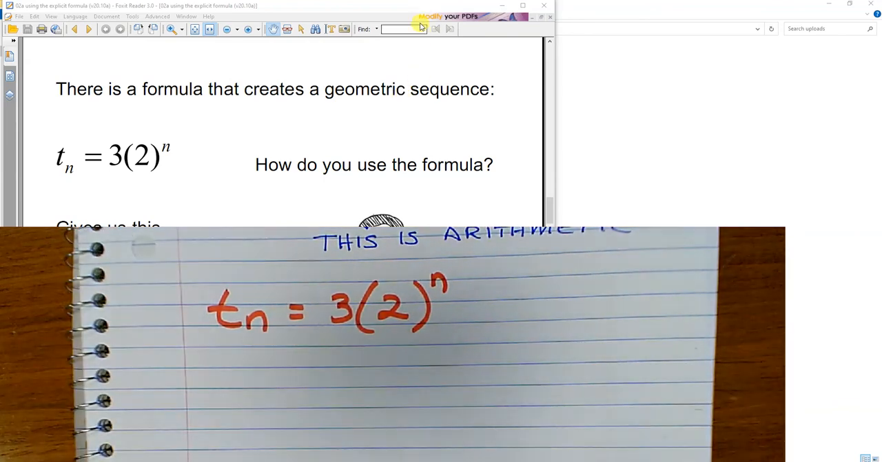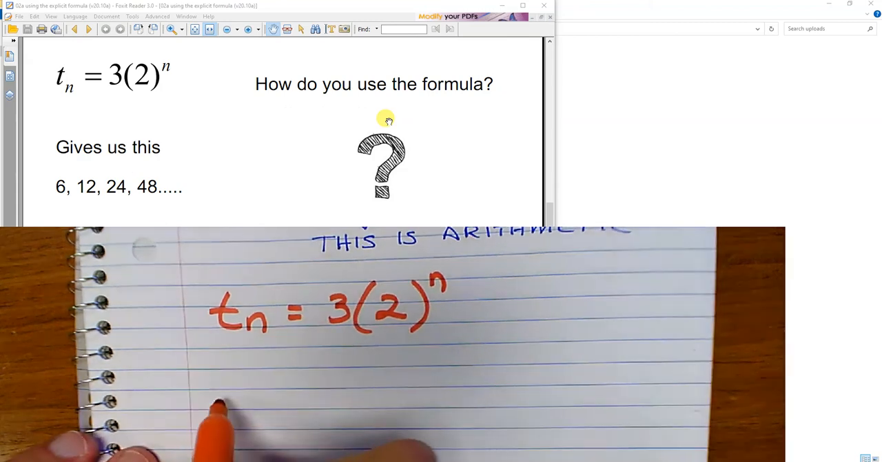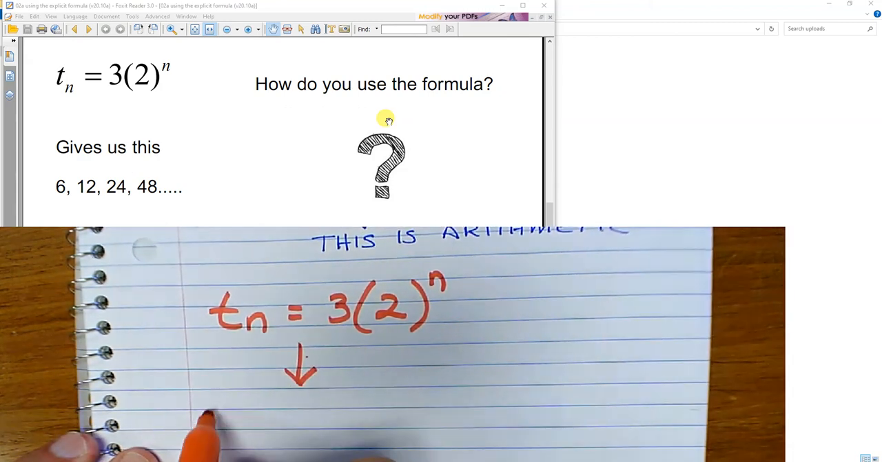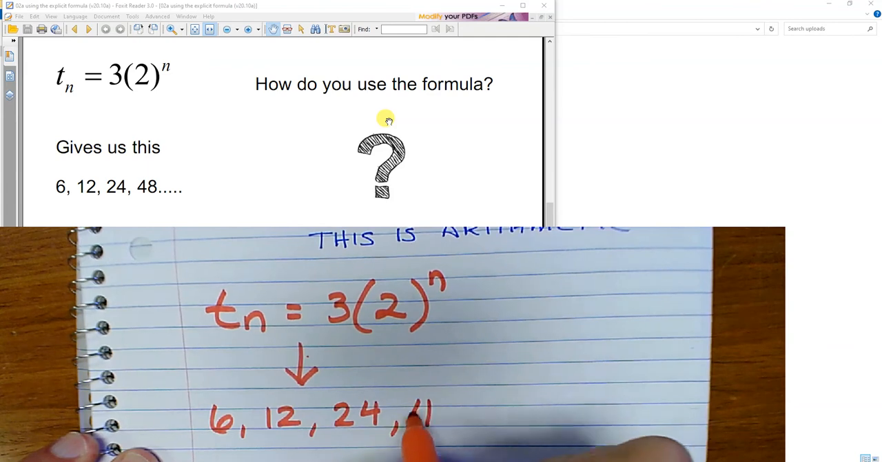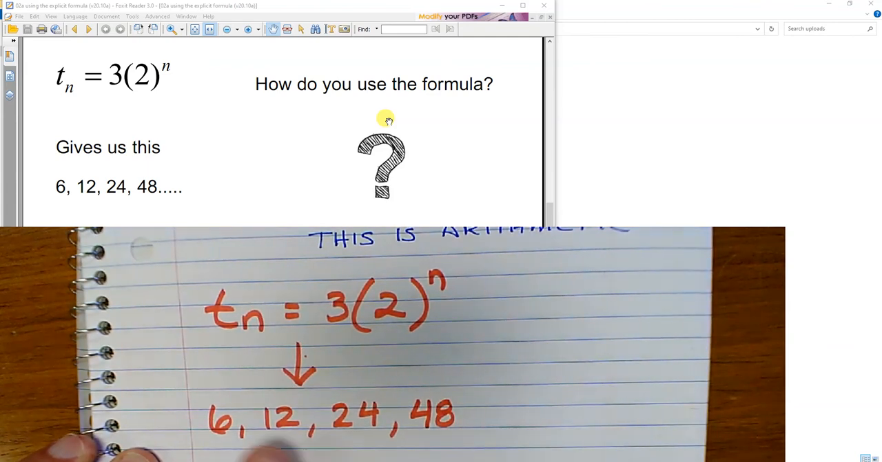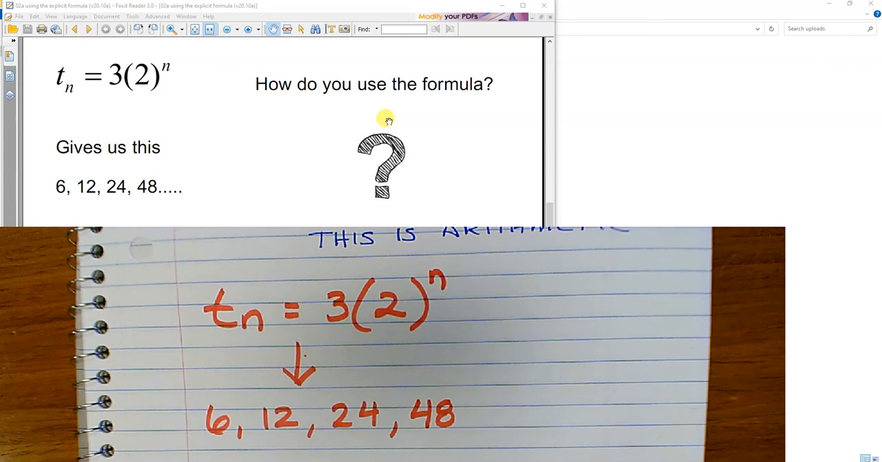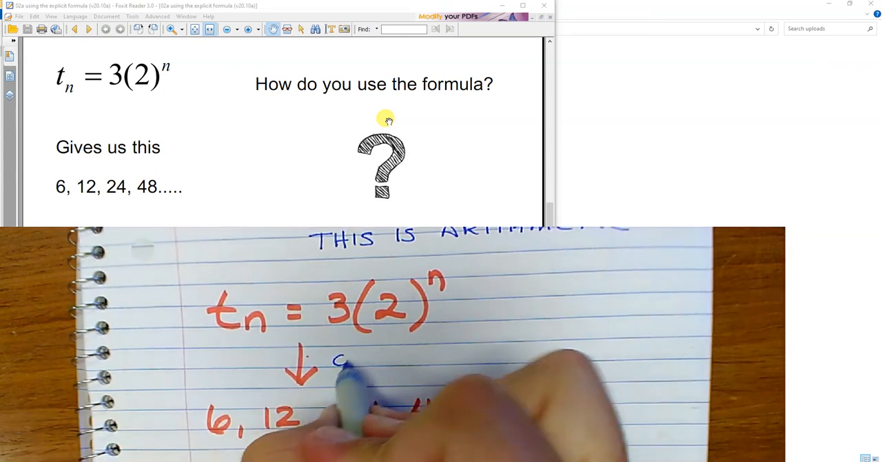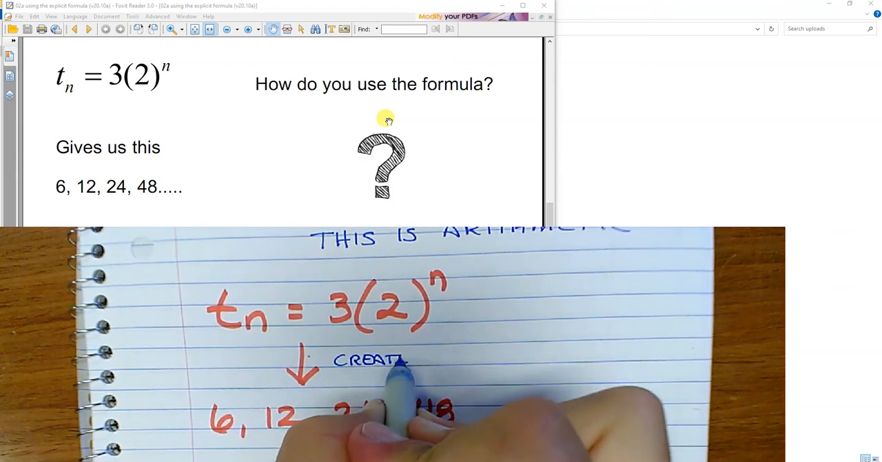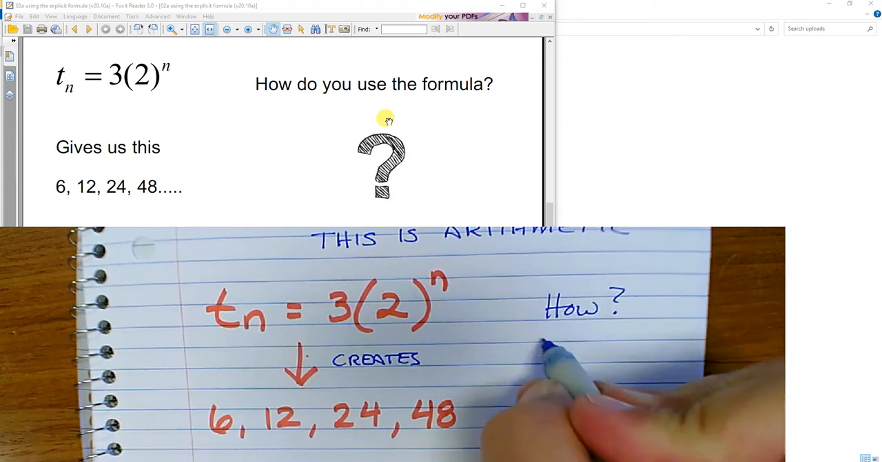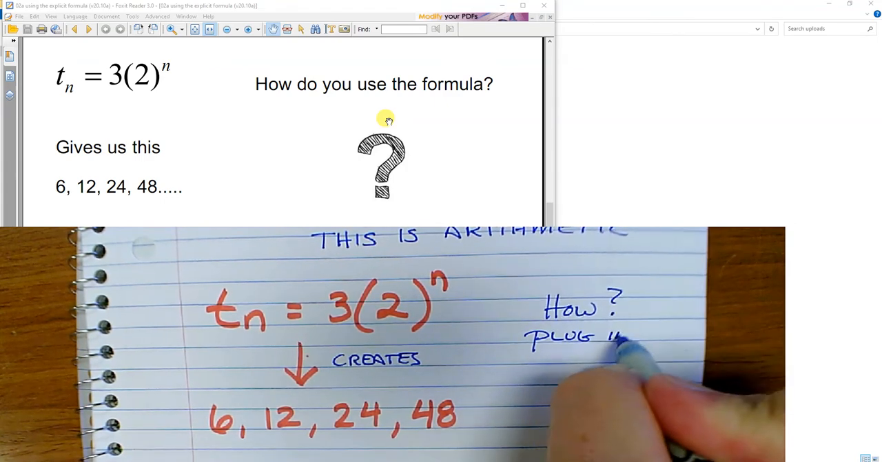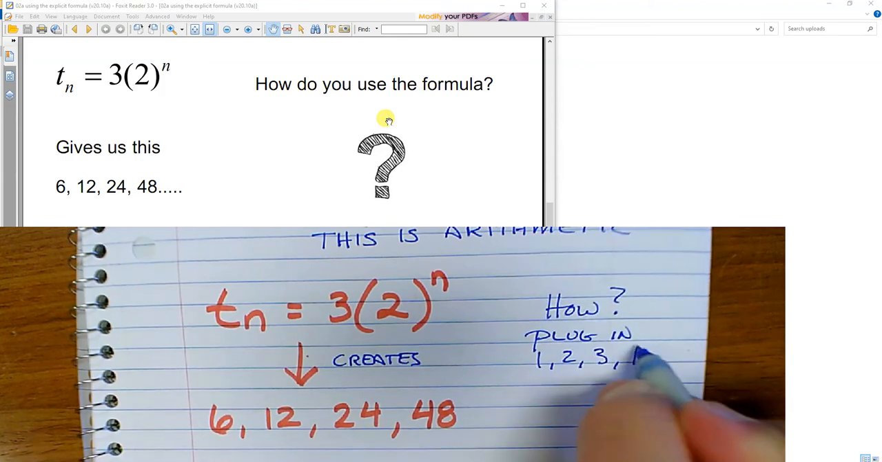And in this case, out comes 6, 12, 24, 48, right? Times 2, times 2, times 2. So it's geometric. How does it create this sequence? Well, how? Plug in 1, 2, 3, 4.